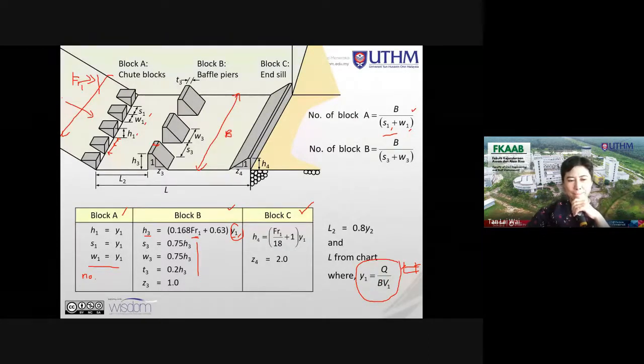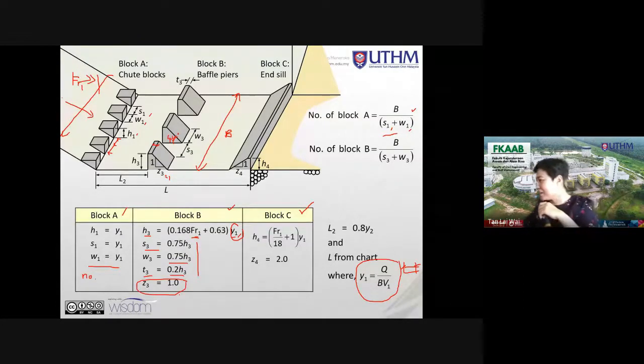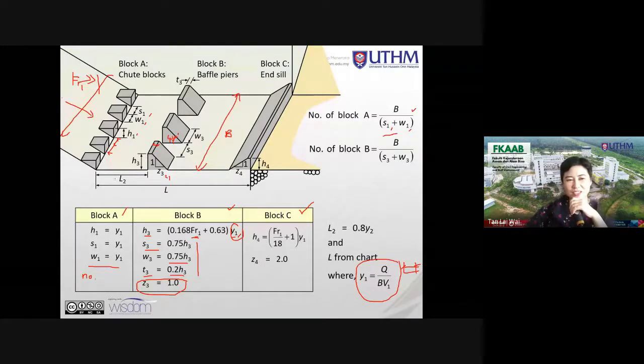Now, once you have H3, you can find S3. Basically, S3 is equal to W3 also, which is 0.75 H3. Then T3, the thickness, must of course be smaller, therefore it's 0.2 H3. Now, Z3 is 1. So you should know that this is 45 degrees, since it's 1 to 1. This is constant. The slope is always one.